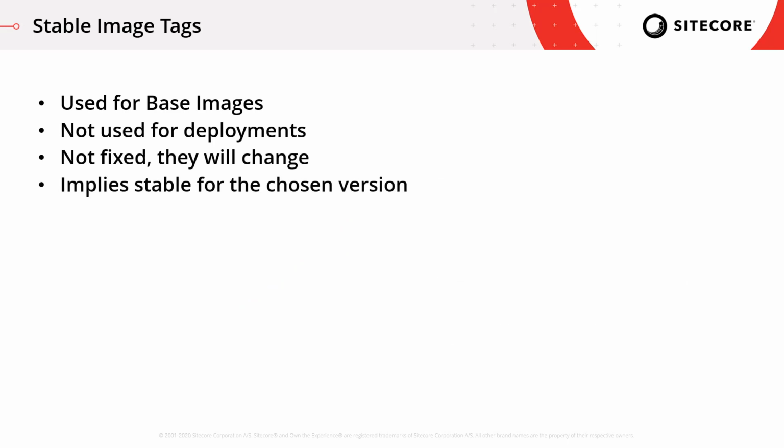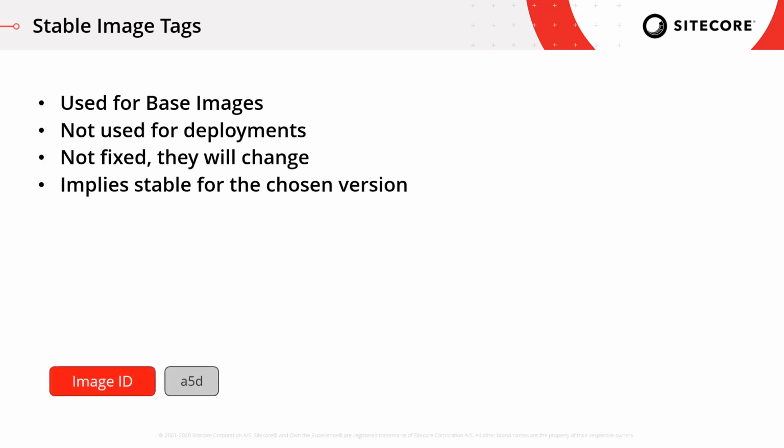Okay, so we're going to start to look at what stable images are and what they're used for. They're primarily used as base images. For example, you inherit from them when you build your images, but they're rarely used for deployments themselves. The reason being that they will actually change over time. So if you pull the same stable image today and again next week, you can actually get two different images. So let's take a look at why that is.